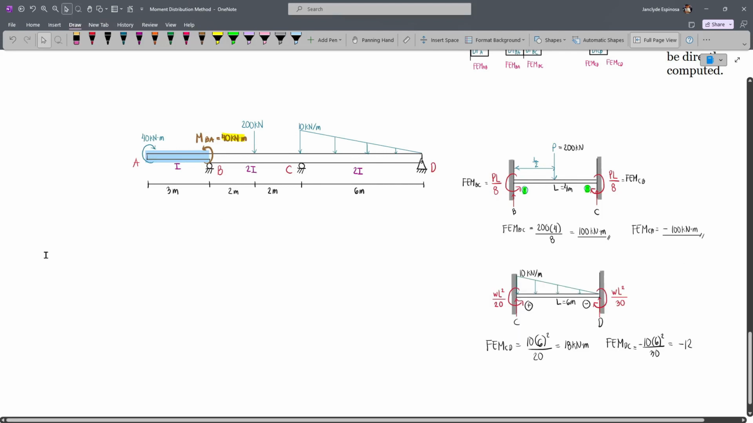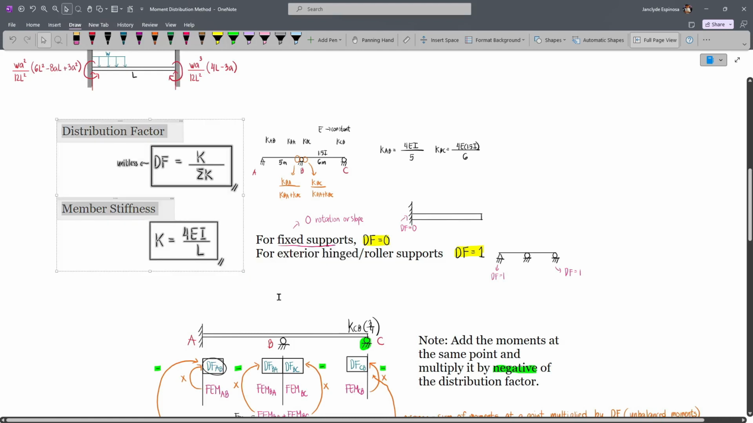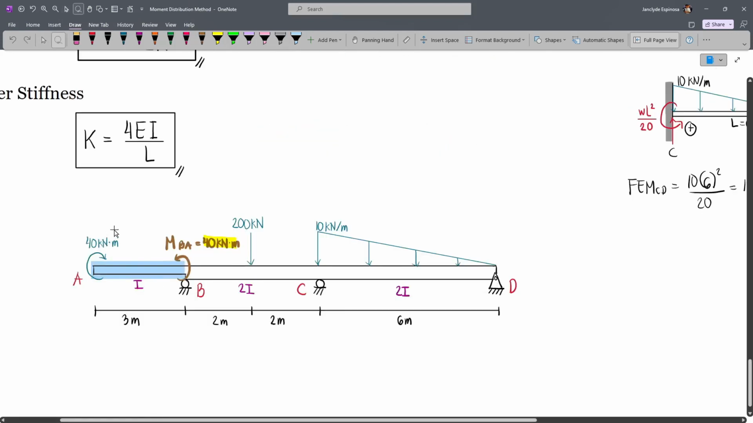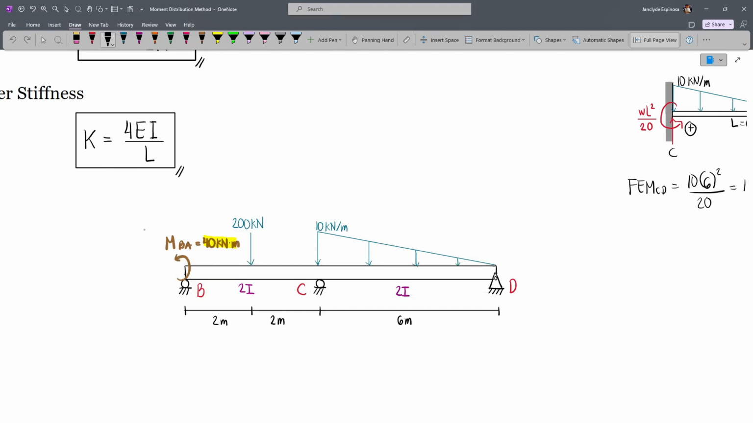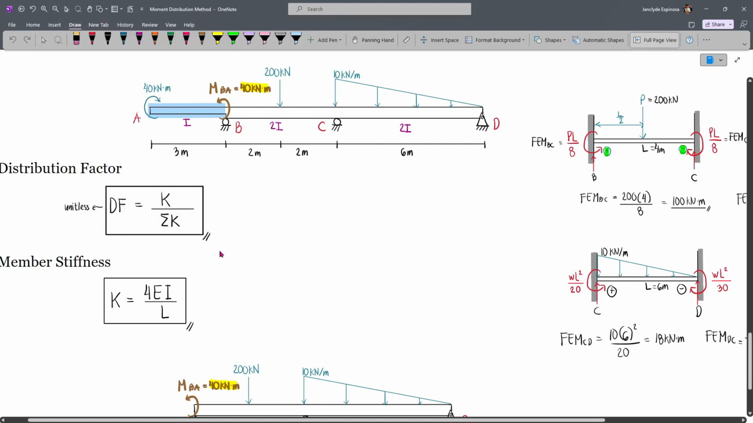Now first, we'll compute K. Again, we have the following formulas, so we'll just copy them. And then here, we'll compute DF. Essentially, this is the only beam we considered, so let's copy this one and then erase this portion. And so this is what's going to happen. And then now, we can construct our table. But first, we'll accomplish this.